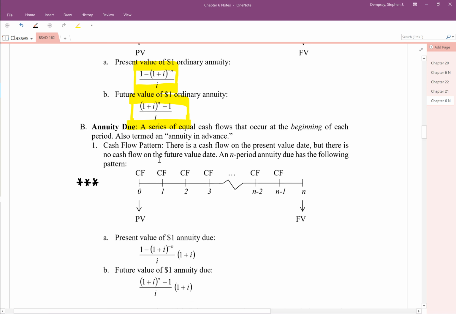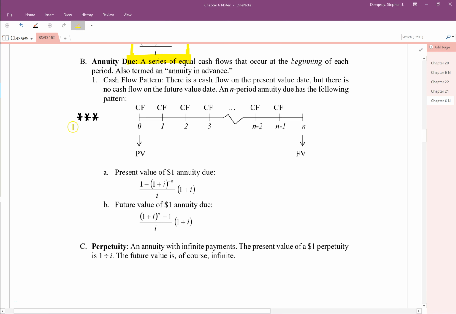The only adjustment we're going to be making for an annuity due is you just take the ordinary annuity formula but multiply it by 1 plus i. And that's the case both for the present value formula as well as the future value formula.